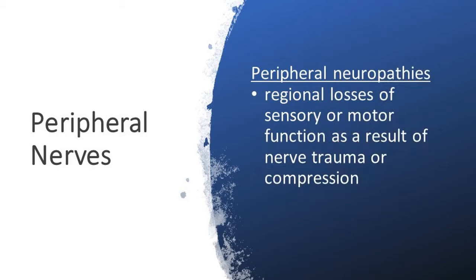Now there is a clinical condition known as peripheral neuropathies. What happens in peripheral neuropathy is there is a local loss of sensory or motor function of a specific nerve. This could be because of nerve trauma or because of compression. Sometimes peripheral neuropathies also can be present as a complication of a chronic disease such as diabetes. So if the radial nerve is affected, then the sensory and the motor loss is also related to the area that is supplied by the radial nerve.